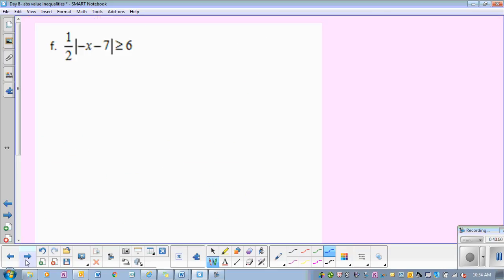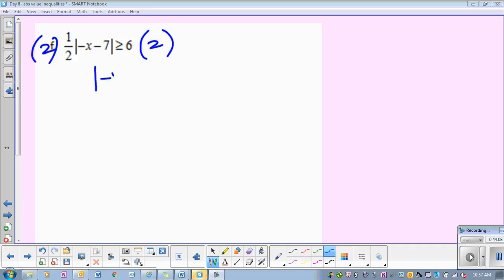Guys, I want you to try this. How do you get rid of that fraction? Multiply by a reciprocal. Super. Okay, do this, please. All right, so with this guy, let's see. I need to multiply by 2 on both sides. Yes? Then I get the absolute value of negative x minus 7 is greater than or equal to 12.